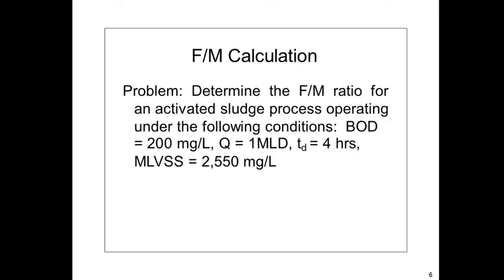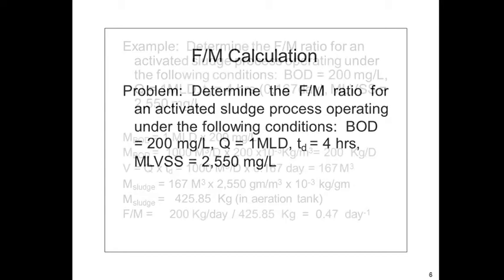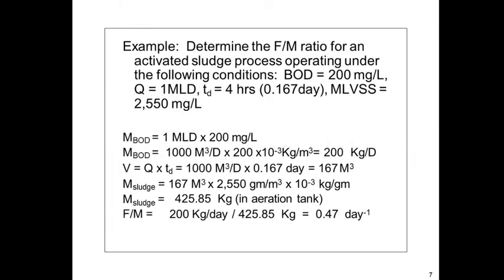This is the F/M calculation, food to microorganism calculation. So determine the F/M ratio for an activated sludge process operating under the following conditions, where BOD is equal to 200 mg per liter, Q, the rate of flow, is equal to 1 MLD, then the detention time is 4 hours, and MLVSS, mixed liquor volatile suspended solids, is 2550 mg per liter. So this is the M, BOD: 1 MLD into 200 mg per liter, then V, volume, is equal to flow into time. Okay, so the F/M ratio is 0.47 per day.